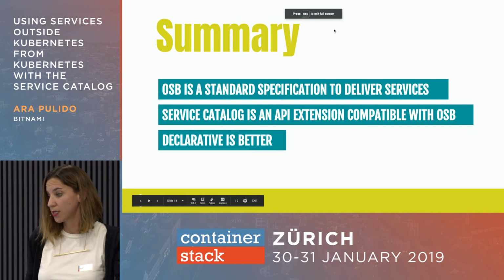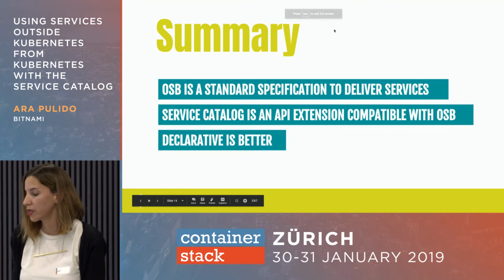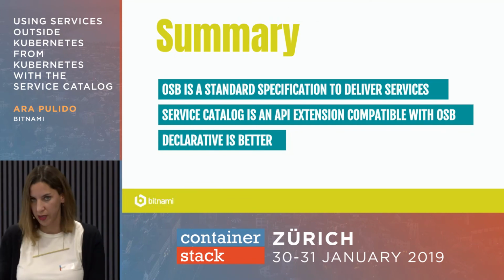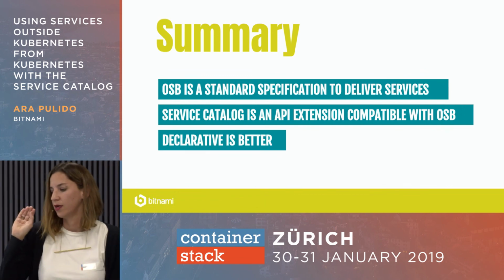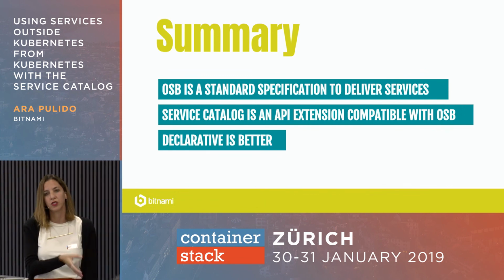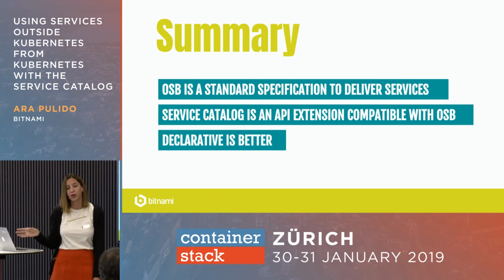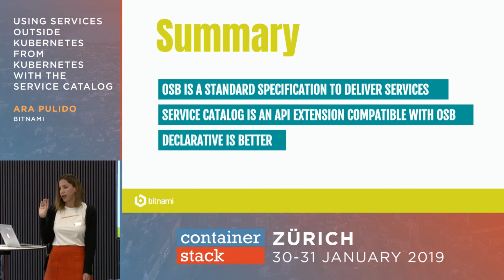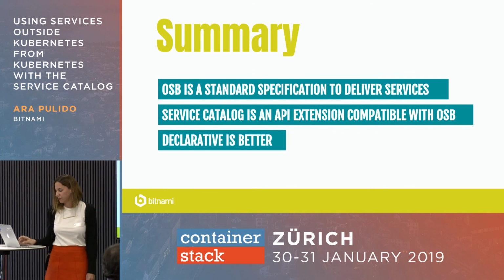And yeah, that's it. So just some takeaways. Open Service Broker is a standard spec. It's not an implementation. The service catalog is an implementation for Kubernetes. It's run by the SIG service catalog. And obviously, declarative is always better. Thank you.